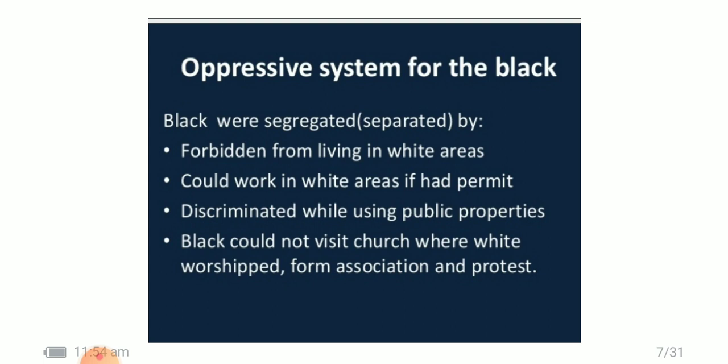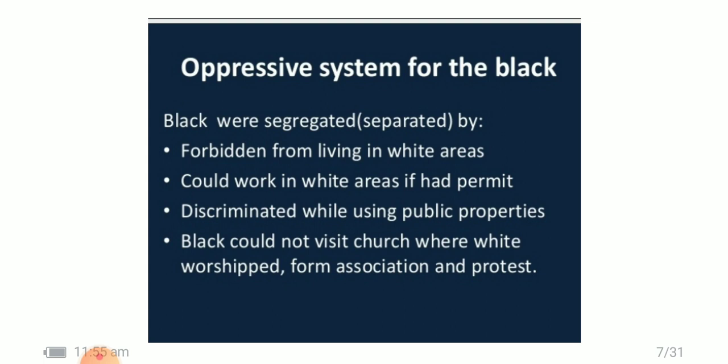According to this segregation policy, blacks were forbidden from living in certain areas, and they could not work in those areas unless they had a permit. They were discriminated against while using public properties. Blacks could not visit the church where whites worship. They were also barred from association and protest.